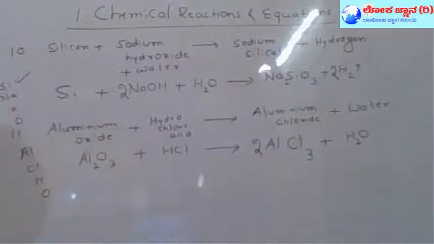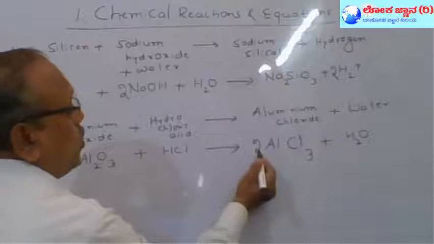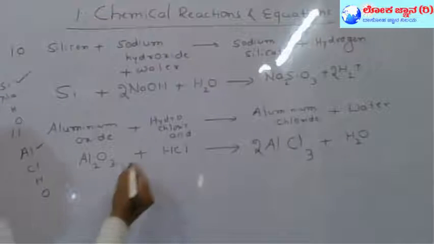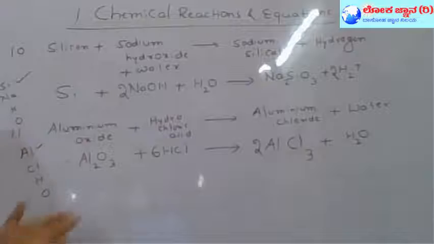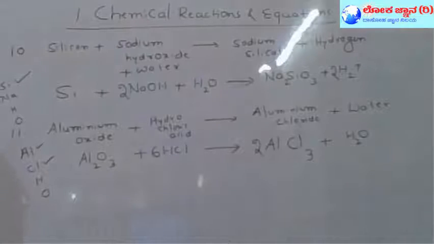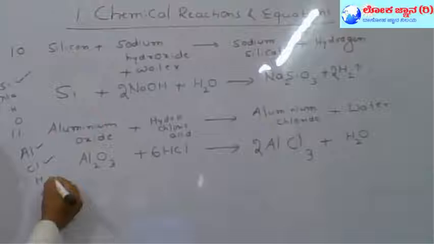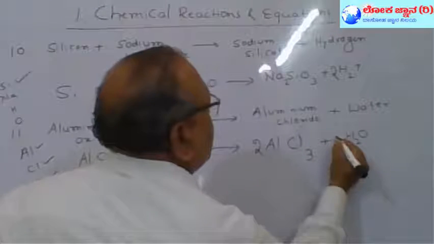Fine. Next, second element to be balanced is chlorine. So, how many chlorine atoms on the right? 3. No, 2 3s are 6. So you must take how many on the left? 6 HCl. Now the chlorine atoms are balanced. How many hydrogen atoms on the left? 6. To make it balanced, we must take how many? 3H2O.